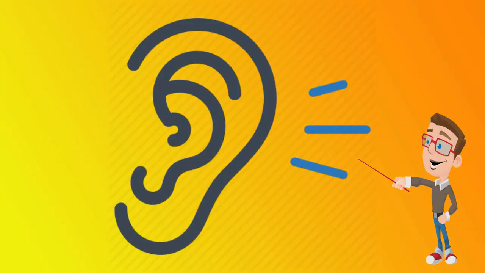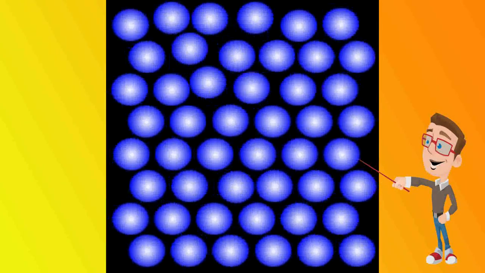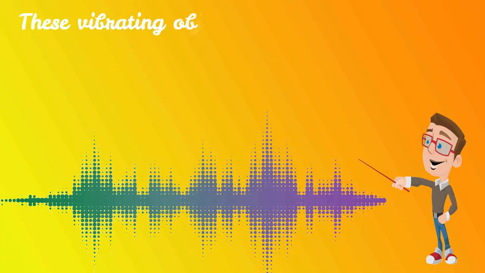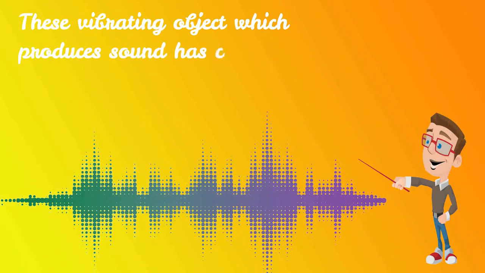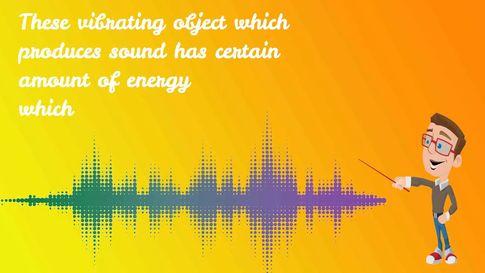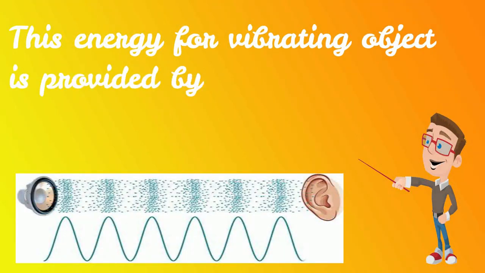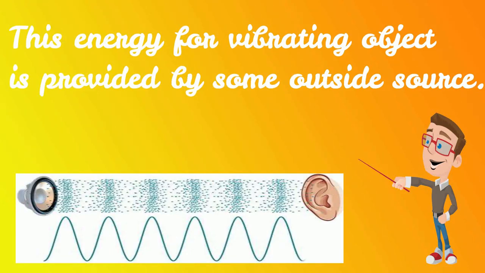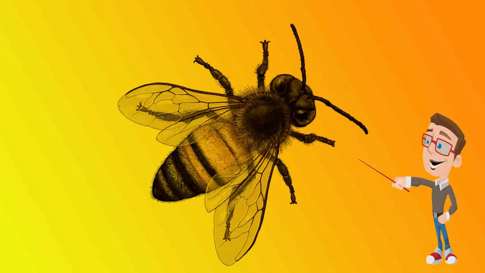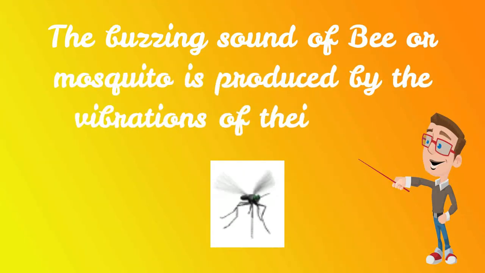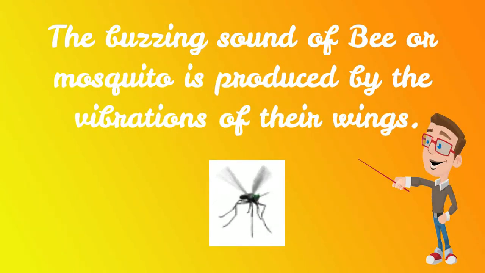Whenever we hear a sound, then some material must be vibrating to produce that sound. A vibrating object which produces sound has a certain amount of energy which travels in the form of sound waves. The energy required to make an object vibrate and produce sound is provided by some outside source like our hand, wind, etc. The buzzing sound of a bee or mosquito is produced by the vibration of their wings.